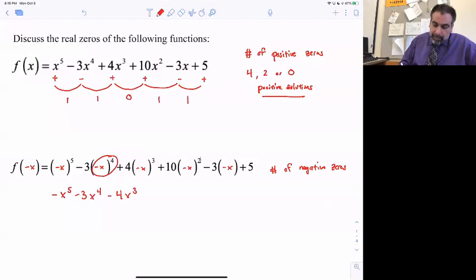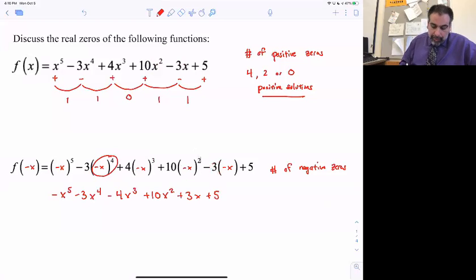When we go to the next one, what we're going to see is a negative raised to the 2nd. That's going to become positive. So we're going to have a positive 10x squared. And the next one, we see a negative 3 and a negative x to the 1st. That's going to be a positive 3x. And then last but not least, we've got a plus 5.